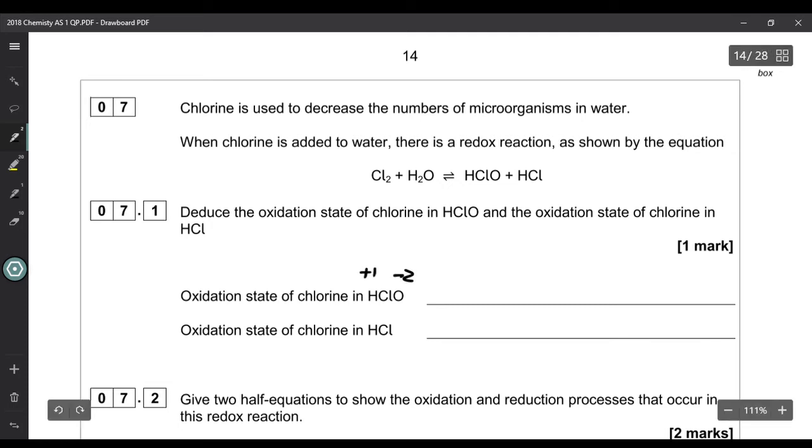Now, in this state, there's no overall charge, so all the charges have to balance to 0. So in this case, Cl is going to have a charge of +1 to make sure that this has no overall charge. In HCl, the hydrogen is going to be +1. So again, to make this molecule have an overall charge of 0, the chlorine is going to have a charge of -1.